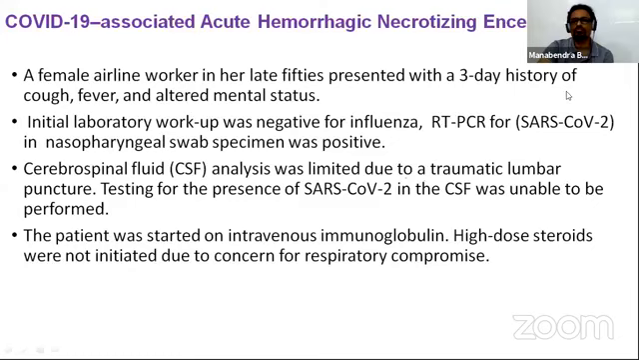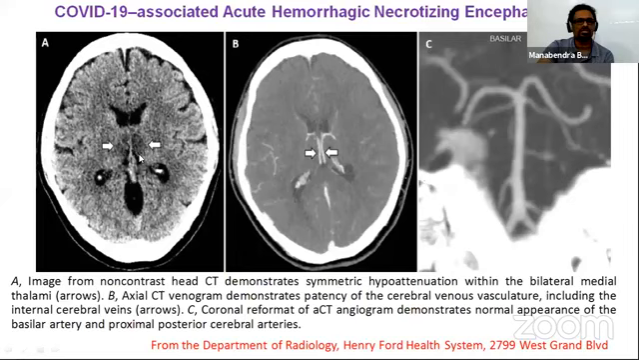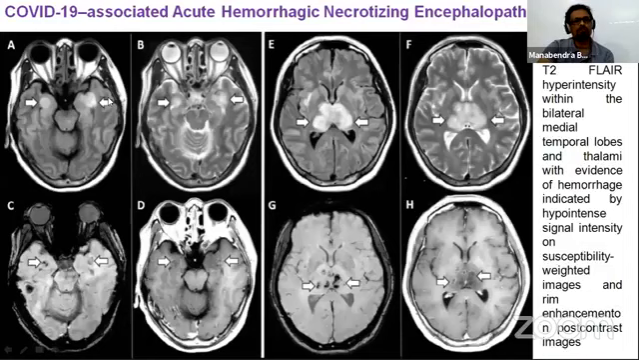Steroids were also given. If you see this patient's CT, there is hypointensity over the bilateral thalamus region. The CT venogram and the arterial imaging of the brain were normal. The same patient's MRI shows hyperintensity in the medial temporal lobe and in the bilateral thalamus region. There is also susceptibility weighted imaging, with evidence of hemorrhage on the susceptibility or GRE sequence. So this is a case of hemorrhagic necrotizing encephalopathy.